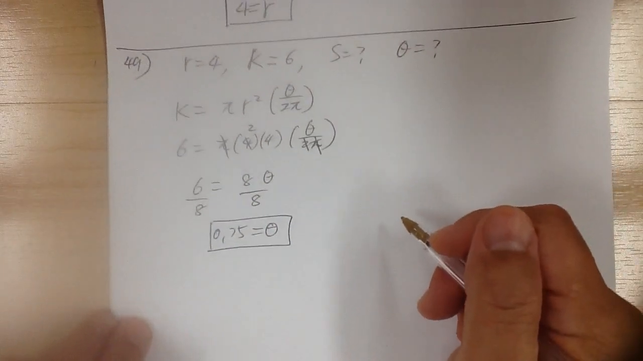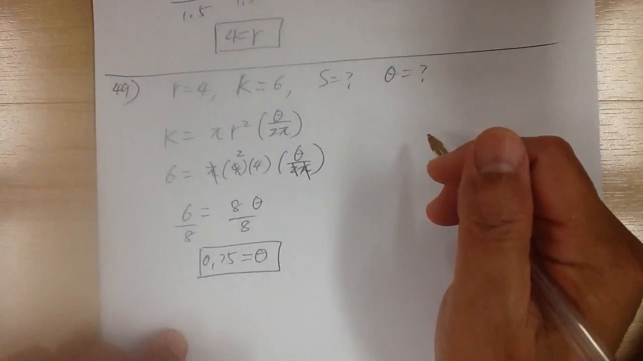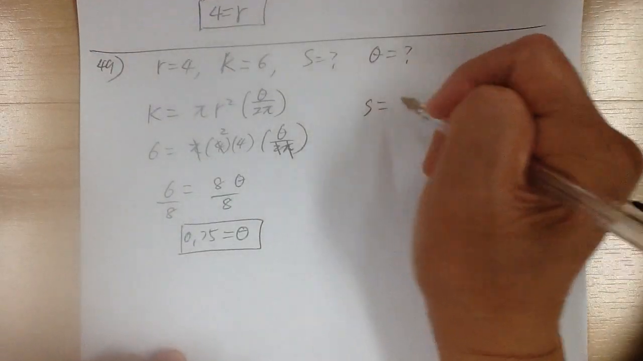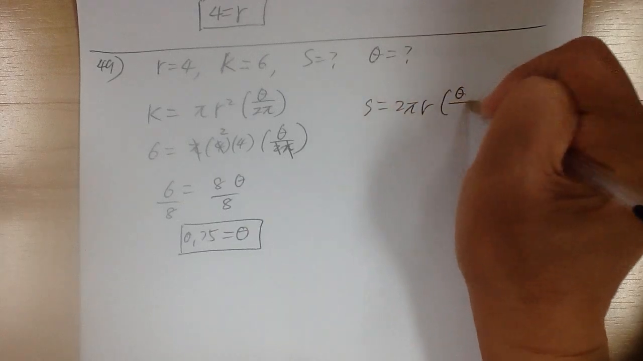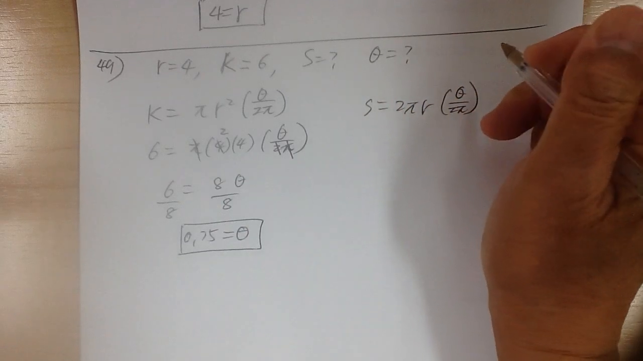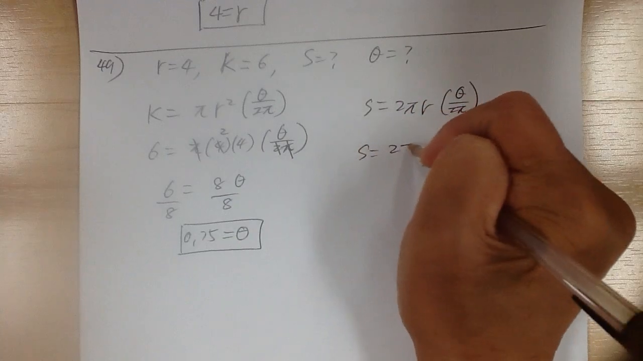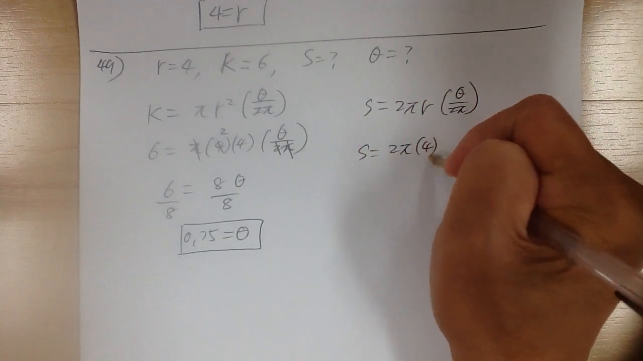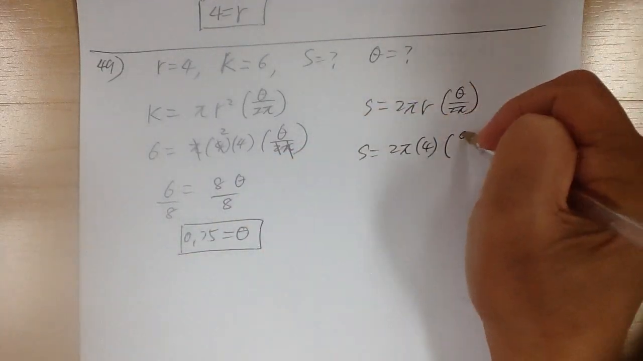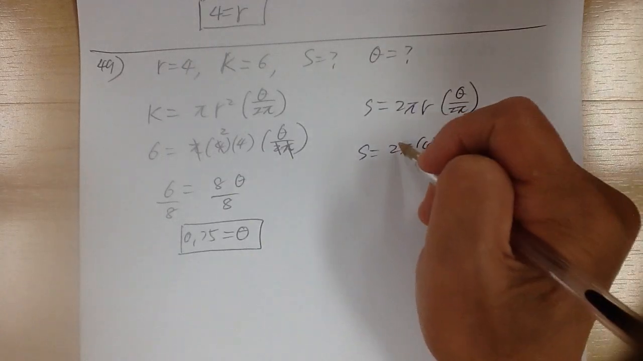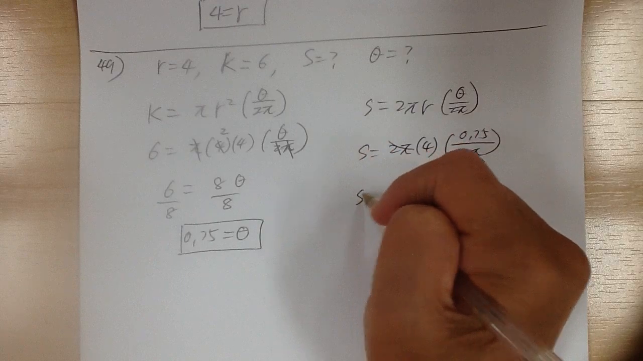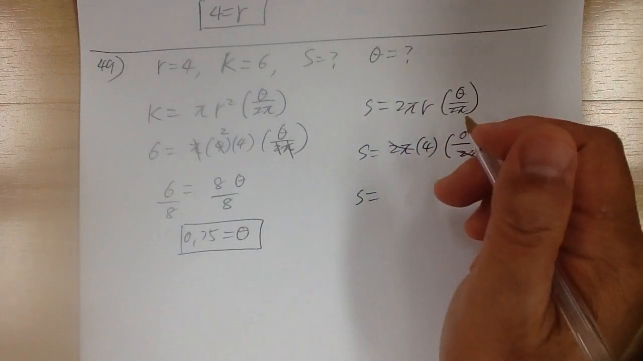Okay, now once we find theta, we can find s. So s equal to 2 pi r times theta over 2 pi. So substitute, s equal to 2 pi, r is equal to 4, theta we just found is 0.75 over 2 pi. So 2 pi cancels with this, and so s, if you work it out, you get 3.